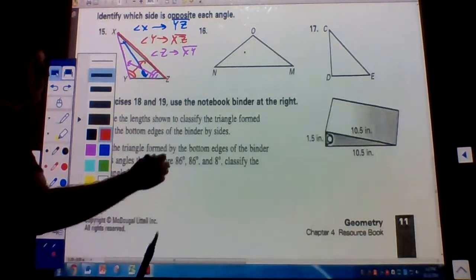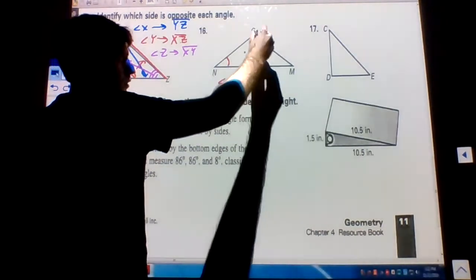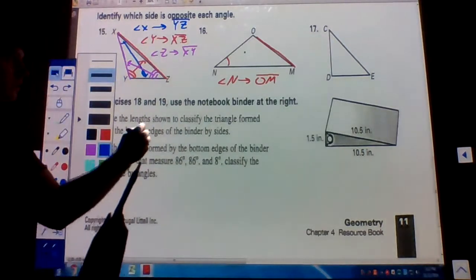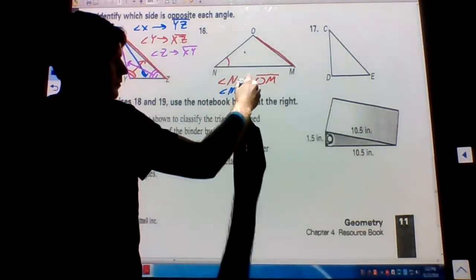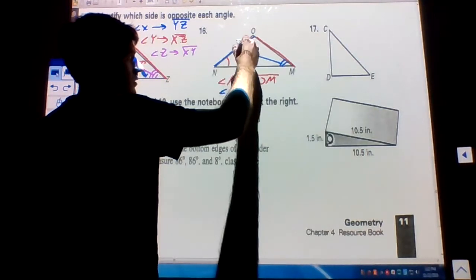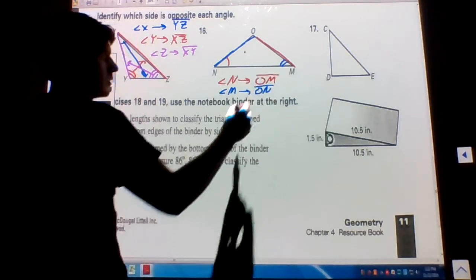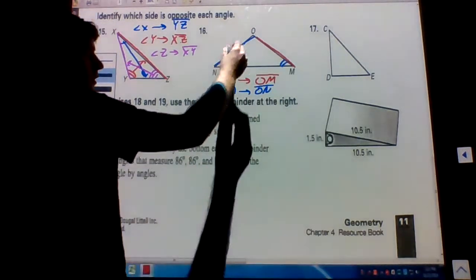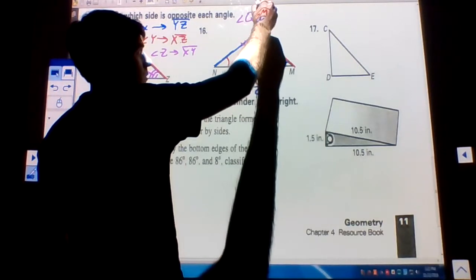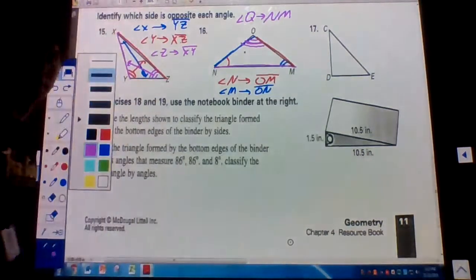On this one, here's angle N. Opposite angle N is going to be OM. Okay, then we have angle M. Opposite angle M is going to be ON. Okay, and then we have angle Q. Opposite angle Q is going to be NM.